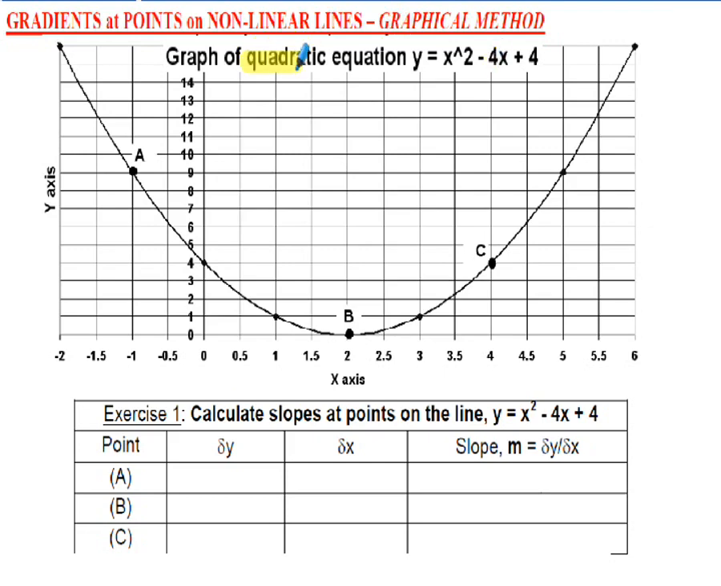So this graph plots a quadratic equation of the form y equals x squared minus 4x plus 4. And what we're going to do initially is to estimate the gradients at 3 points on this curve: at point A, at point B, and at point C. We're going to do that by adding tangents to each of those positions and then working out the gradient of the tangent at that point.